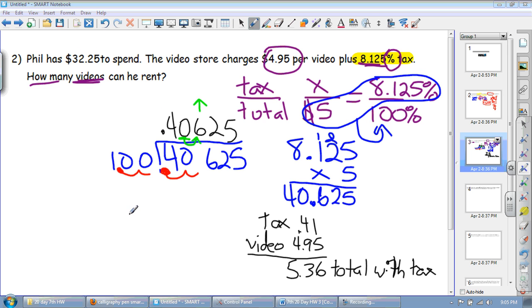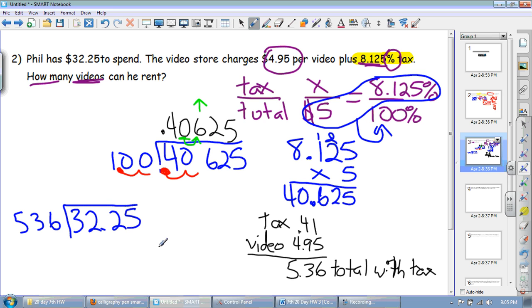So we say 32.25 divided by 5.36. And there's our decimal. Remember, we can move our decimal because we don't want any decimals on the outside. So if we move it 2 places, we do the same thing on the inside. And now we just have to figure out how many times 536 can go into 3225.